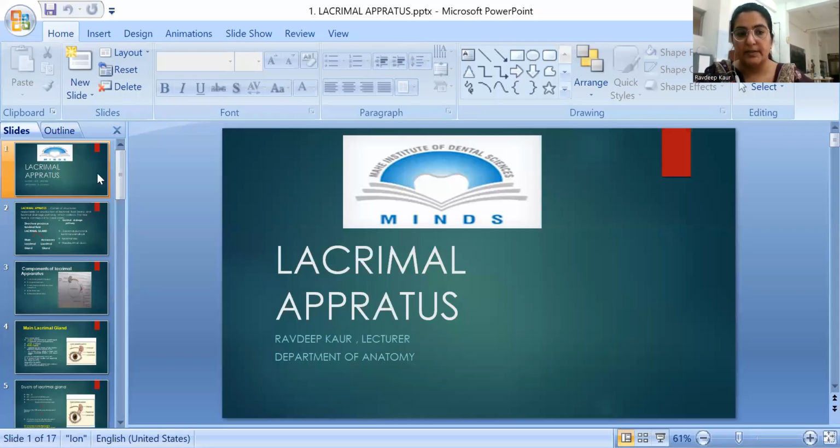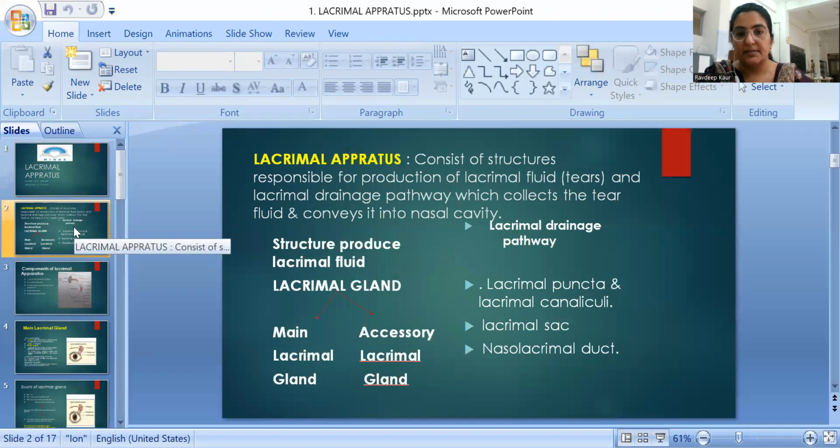We are starting with the topic lacrimal apparatus. The lacrimal apparatus consists of structures which are responsible for the production of lacrimal fluid, which is also called tears, and the lacrimal drainage pathway, which collects the tear fluid and conveys it into the nasal cavity. The structure which produces the lacrimal fluid is the main structure called the lacrimal gland.